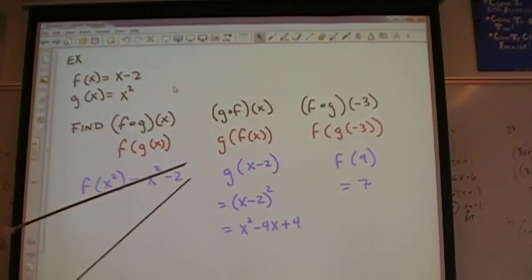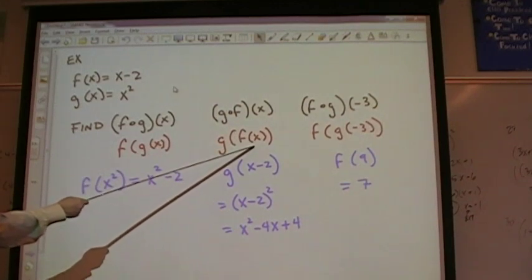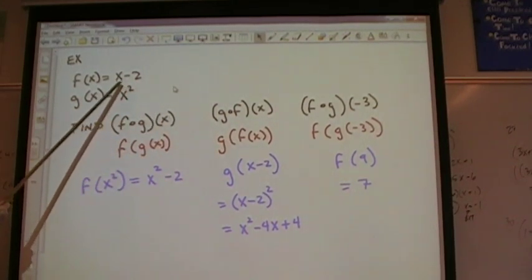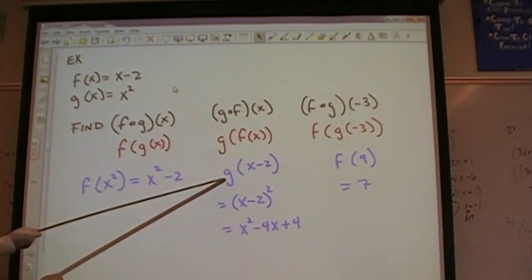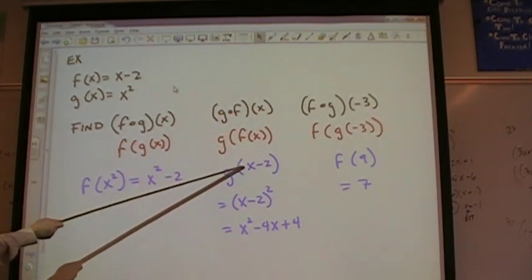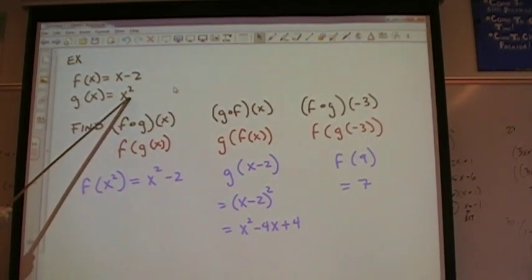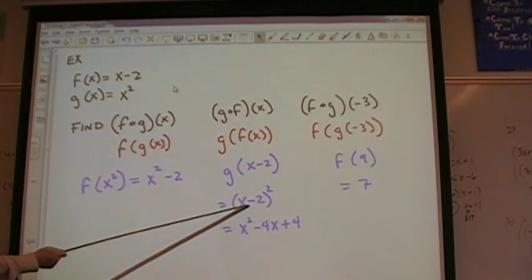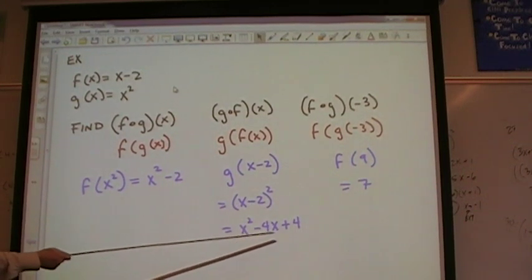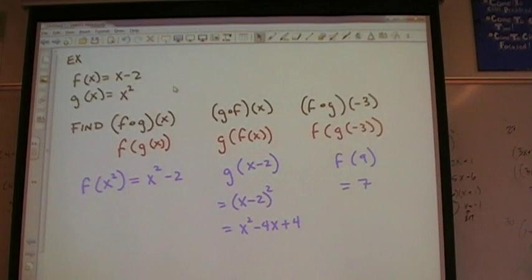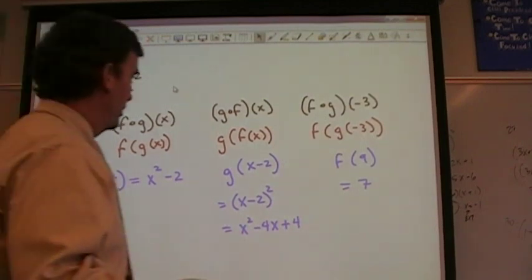The next one, g of f of x. We know what f of x is. What's f of x? X minus 2. So g of x minus 2, I plug x minus 2 in for x. So I had to square it. So I FOIL, and I end up with x squared minus 4x plus 4. And like I said, the numbers are a lot easier.